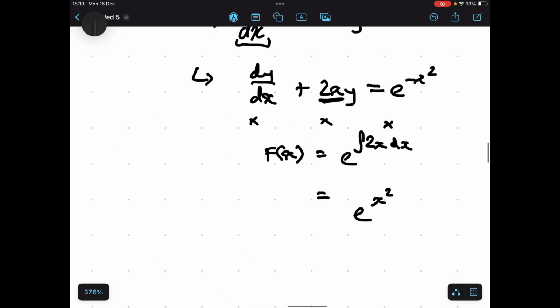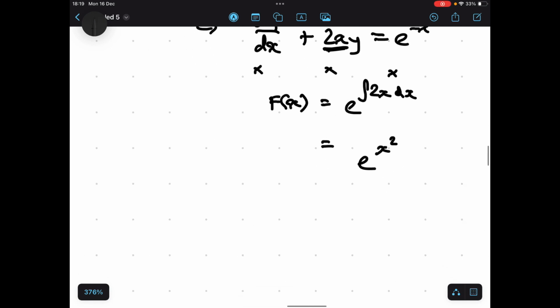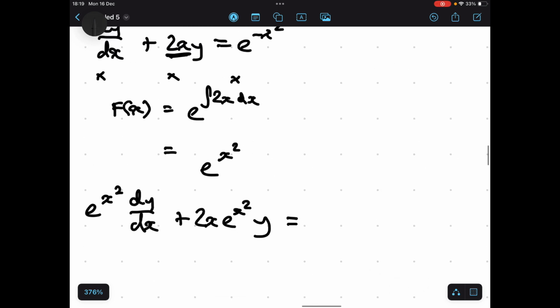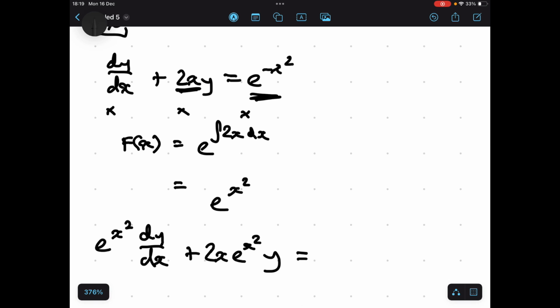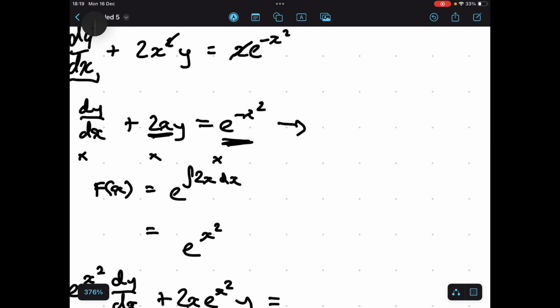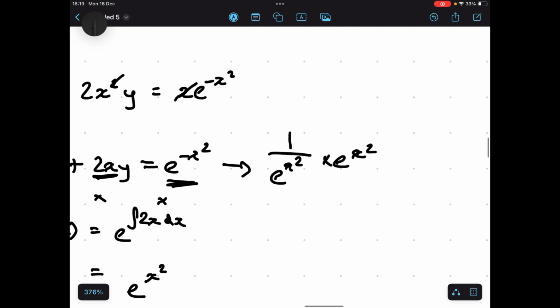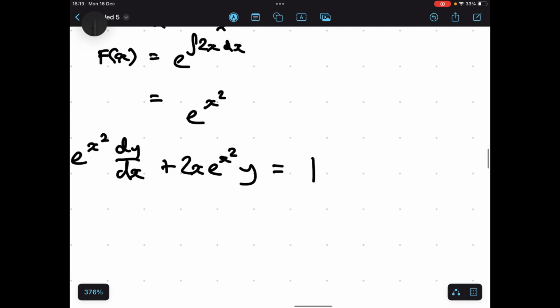Lovely. Times everything by that to get e to the x squared dy over dx plus 2x e to the x squared y equals, and then here we times by that. If you think about this, this is e to the x squared reciprocated because we got the negative. So we times by e to the x squared, they just cancel and you're just left with 1. So really we're just going to be left with 1 on this side. Lovely.